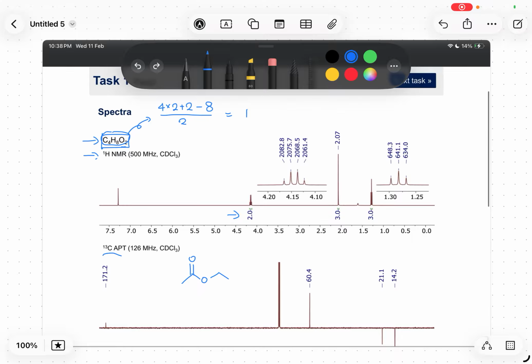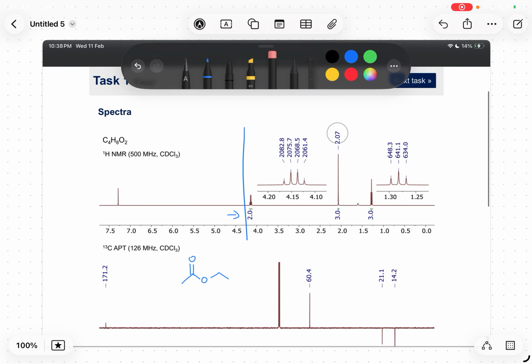The same goes for the 13C NMR. So anything that is below this region roughly are sp3 protons usually, and anything above that are sp2. So this is just a general rule of thumb.